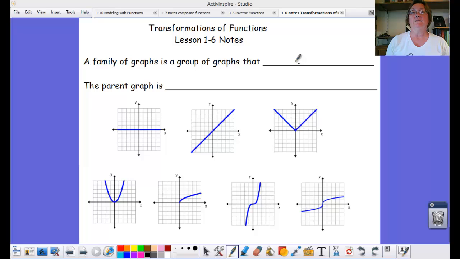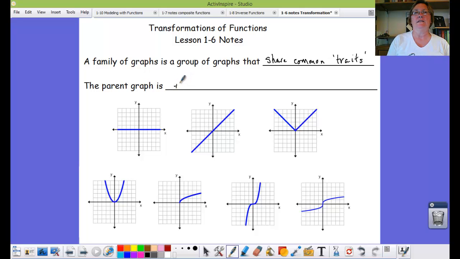That said, a family of graphs is just a group of graphs that share common characteristics or common traits, just like you'd talk about in your own family. Maybe everybody has curly hair, etc. The parent graph is what I would call the basic model. That's if no changes have been made. And what I'd like to have us do is look at each of these, give the functions their names, and talk about the equation of the parent graph.